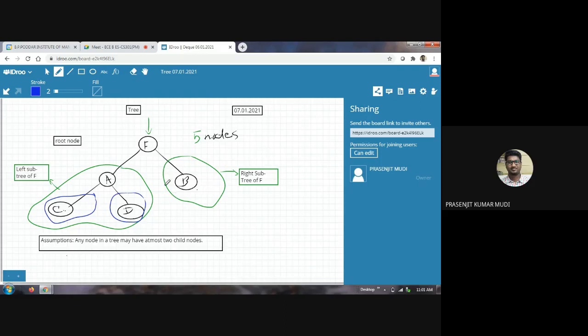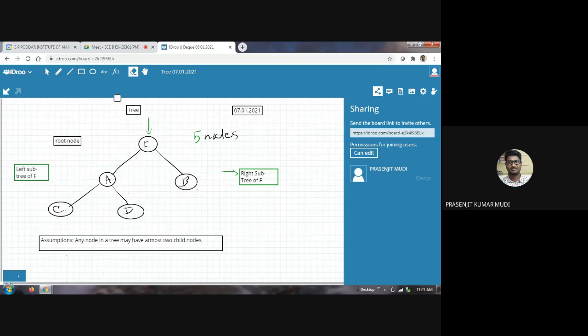That means the entire 5 nodes are grouped into 2 subsets. One subset contains the left subtree nodes, the other subset contains the right subtree nodes, and one node behaves like a root node. So it's kind of a partition like this. Next term. So you got the meaning of right subtree and left subtree, right?